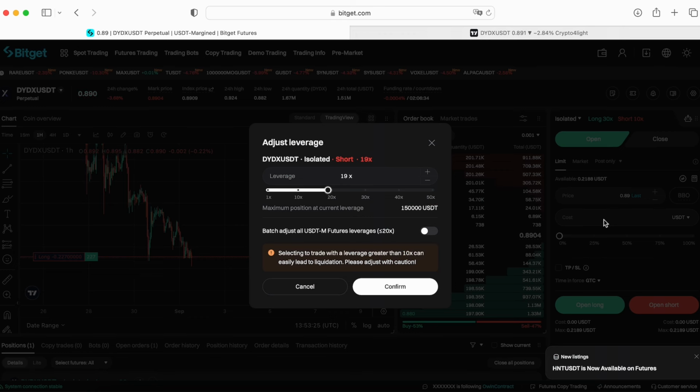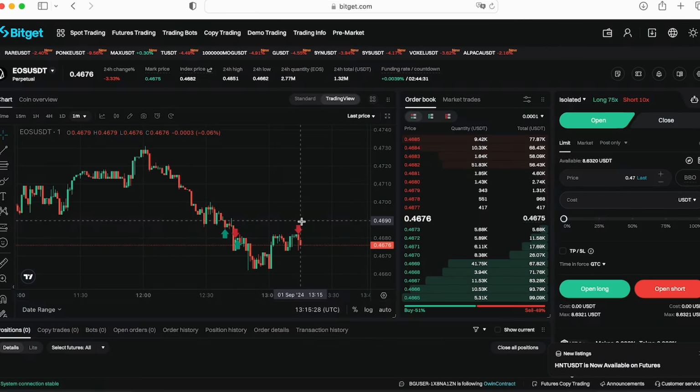Depending on your available deposit on the futures trade account, you can open as many positions as possible on different trading pairs. Also, in the same way, even if you already have an open long position, you can open a short position on a different trading pair, for example, the DYDX USDT trading pair. The functionality is absolutely identical. Guys, it was just the functionality of how you can trade on Bitget with futures trades.